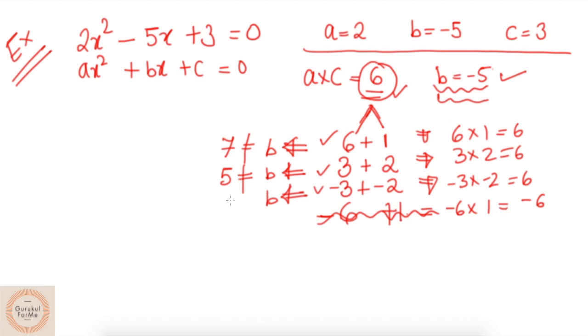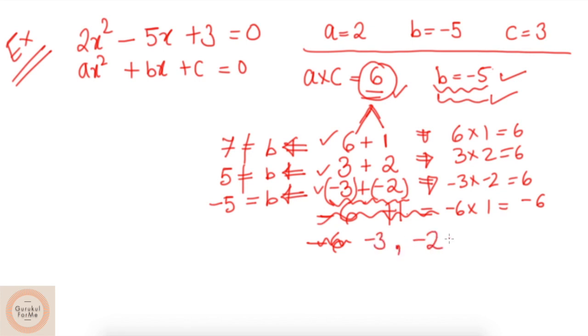What is addition of both of them? Minus 3 plus minus 2. You know, when you add two negatives, it becomes negative. So minus 5. Is it equal to B? Yes. Can we say that these are the two possible factors of 6? Yes. Okay, so now we understood what the factors of 6 are. It is minus 6. I am sorry, it's minus 3, minus 2.